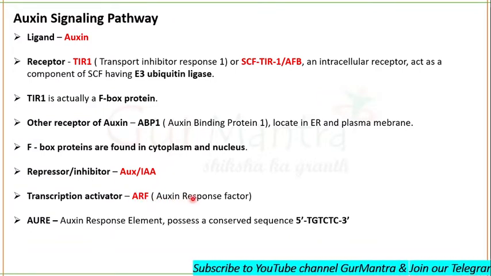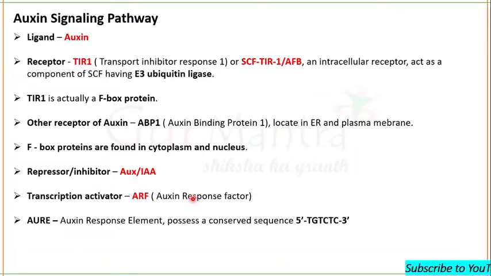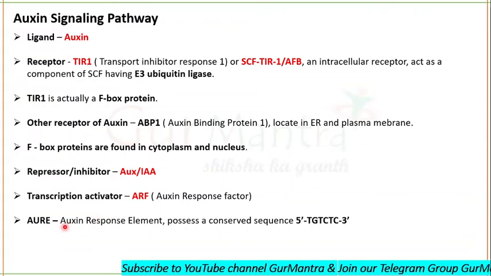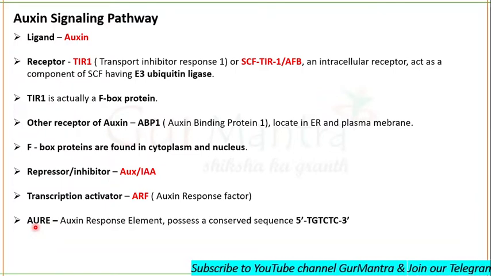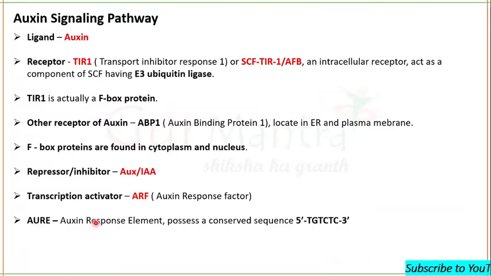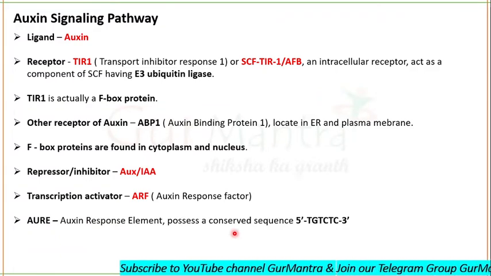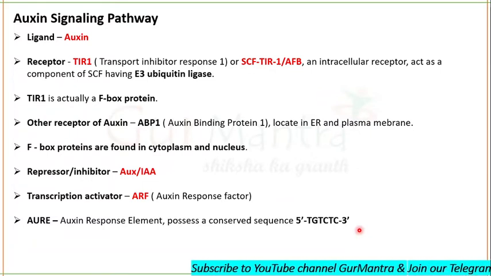Okay, transcription activators, or you can say transcription factors. These are the auxin response factors. You will see auxin response elements. This auxin response factor will act upon these auxin response elements, which then are able to cause the transcription of auxin responsive genes. This auxin response element possesses a conserved sequence 5' TGTCTC 3'. If you are reading it in the 3' to 5' direction, then it is CTCTGT.